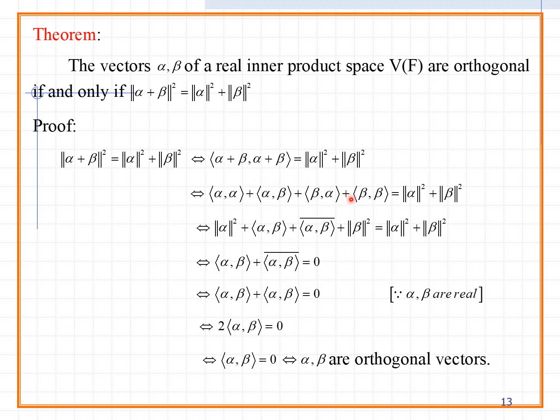So norm of (alpha plus beta) square, then you can shift the right side, it is 0. After that only the second and third terms remain. So the inner product of alpha, beta plus its conjugate. Therefore the two values are the same: 2 times the inner product of alpha, beta equals 0. Then the inner product of alpha, beta equals 0. Once the product equals 0, what does it mean? Orthogonal vectors. So alpha, beta are orthogonal vectors, and automatically the product is 0. Therefore the theorem is proved.